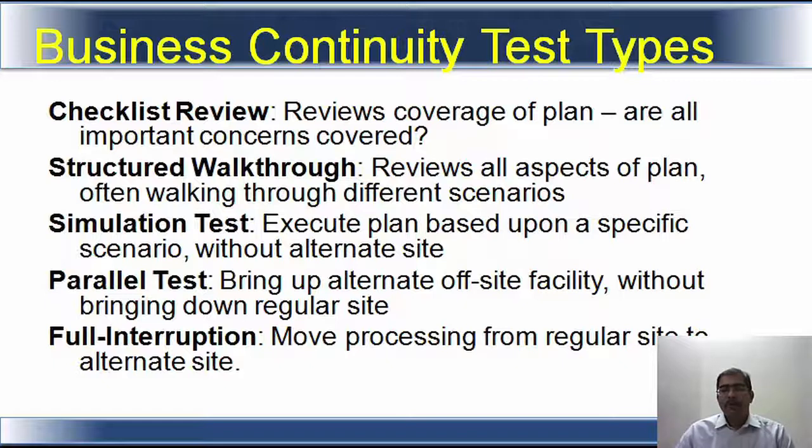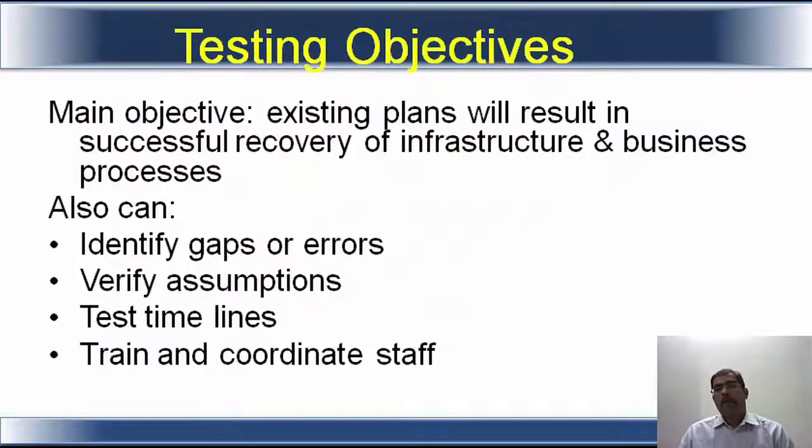Full interruption: move processing from regular to alternate sites. So, a lot of banks have this full interruption test. They identify a particular day in a year or once in half year. They shut down the server. They bring up the disaster recovery site. They test what happens, how much time it takes to recover, what services are restored during that time, whether it is a partial failure or a full failure. So many things are tested in the full interruption test.